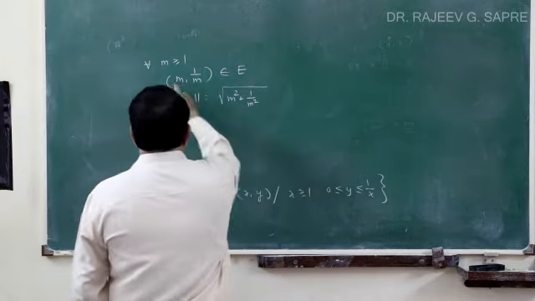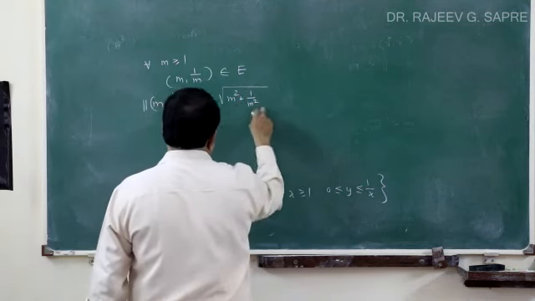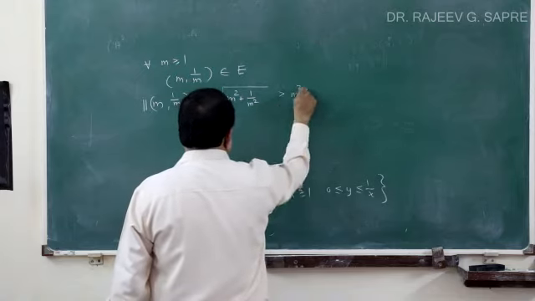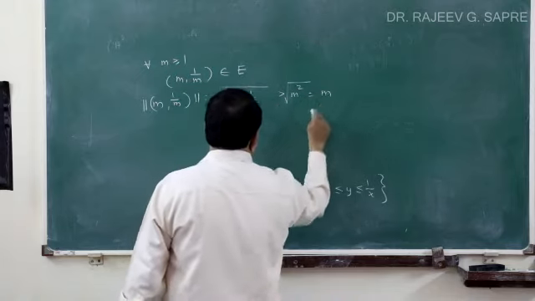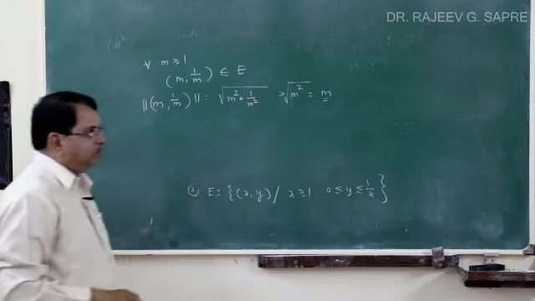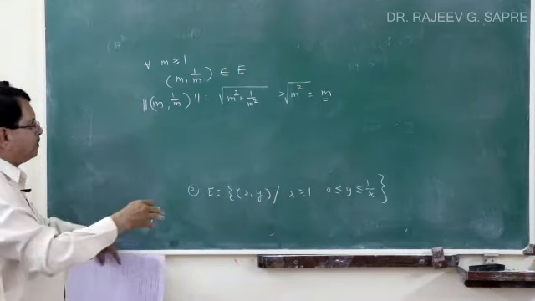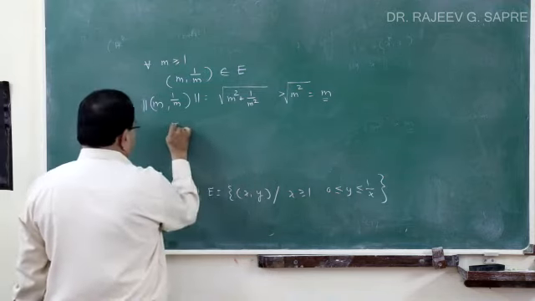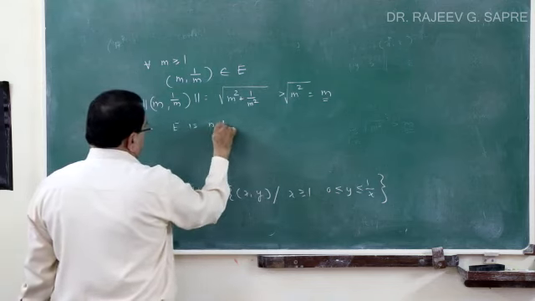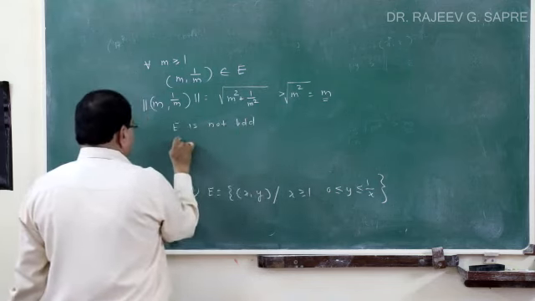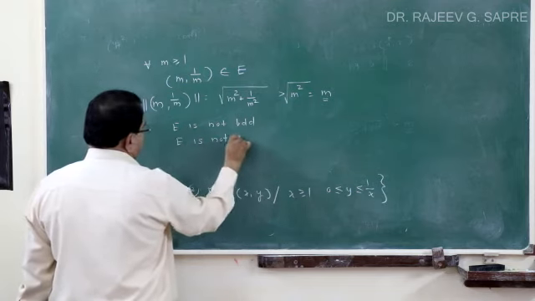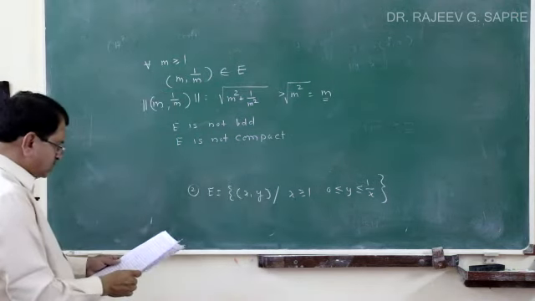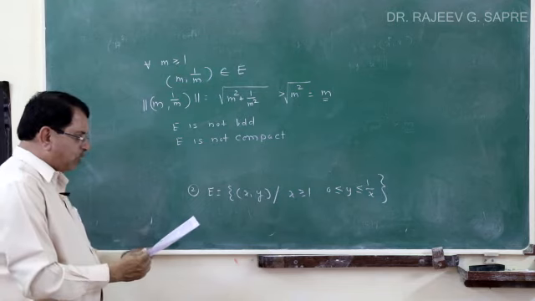Again same story, as m is greater than or equal to 1, 1/m squared is positive. So this is greater than the root of m squared, and so it is m. And now m can be any real number, so the norm is not bounded. The norm is not finite because it all depends on m. So what does this mean? It is not a bounded set. E is not bounded, and so E is not compact.